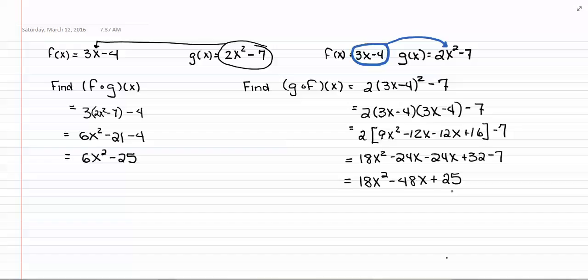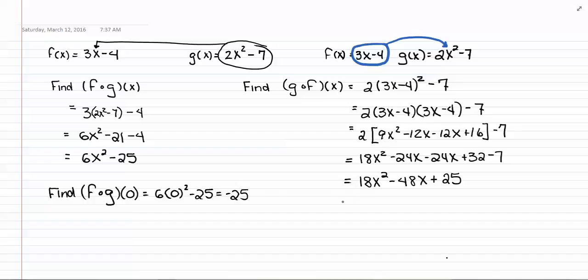Okay, so from here, we found f dot g and g dot f. Another part of this problem might be to ask you to find f dot g of 0. Well, we've already found f dot g of x, so f dot g of 0 simply means put a 0 in for every x in the above function. And then simplify.